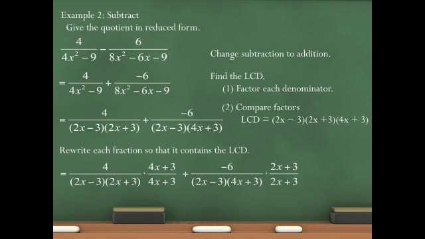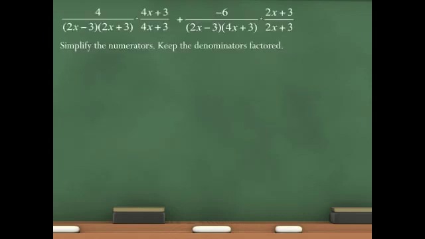Rewrite each fraction so that it contains the LCD. The first fraction is missing the 4x plus 3 factor from the denominator. Multiply the first fraction by 4x plus 3 over 4x plus 3. The second fraction is missing the 2x plus 3 factor from the denominator. Multiply the second fraction by 2x plus 3 over 2x plus 3. Before we add fractions, we should simplify the numerators. It is okay to leave the denominators factored.